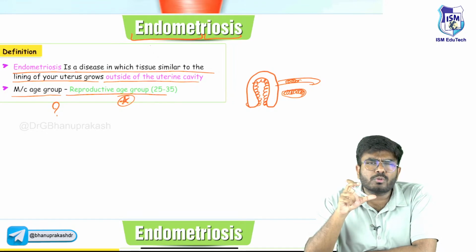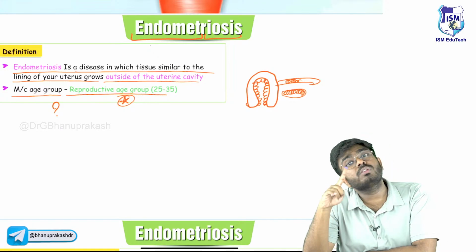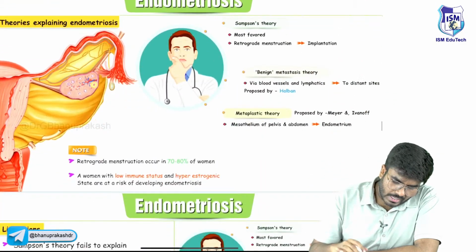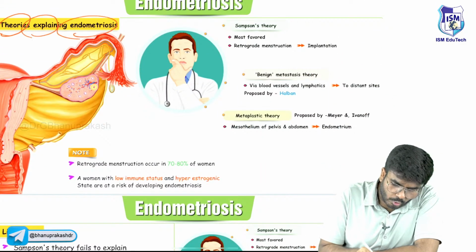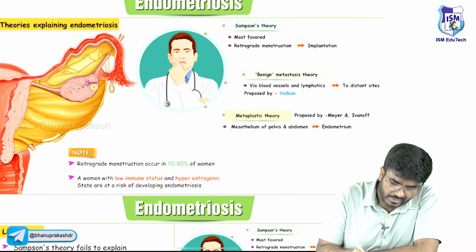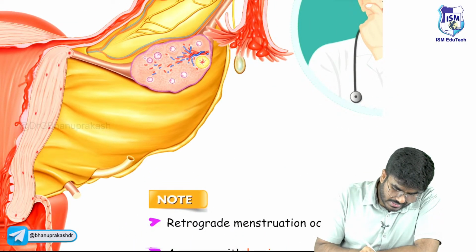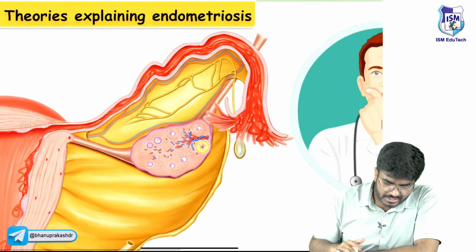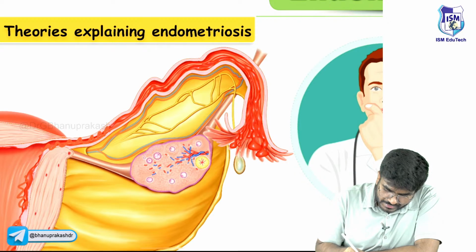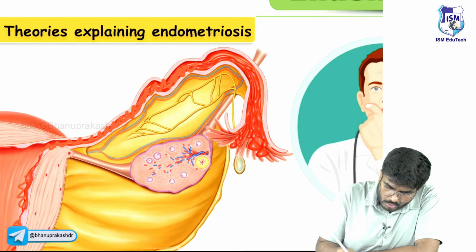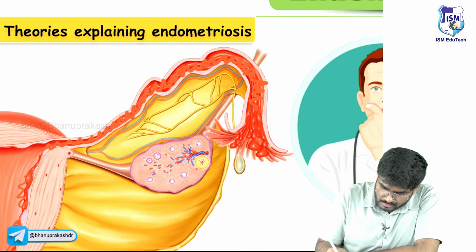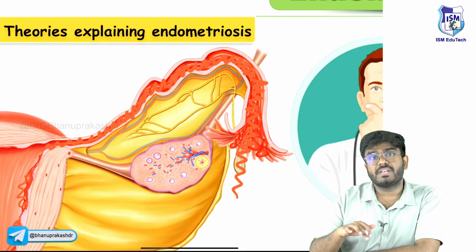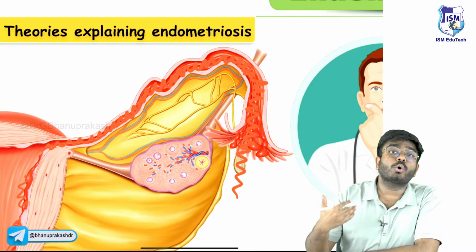The endometrium was supposed to be present within the uterus, right? Then how is it growing outside the uterus? See, there are certain theories explaining endometriosis. Look here. Now what's happening? The endometrium is shedding. During that process, some blood can go like this via the fallopian tubes. So now this endometrium is coming into the peritoneal cavity. This is called menstruation, but backward menstruation: retrograde menstruation.